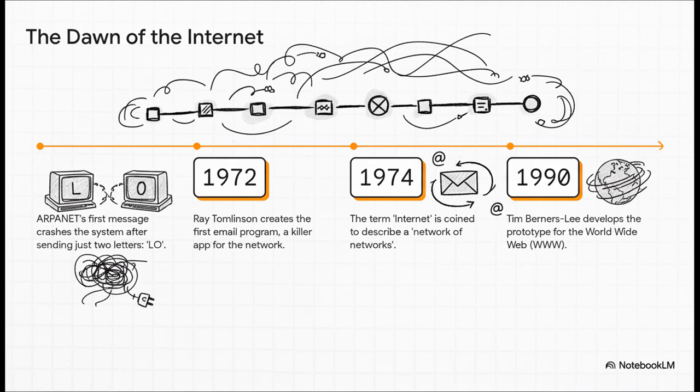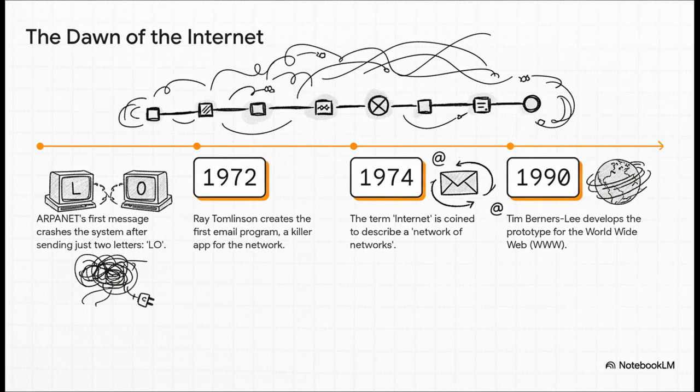This whole story starts with a US military project called ARPANET, and the very first message they tried to send, back in 1969, was the word login. So they typed an L, and it showed up on the other computer. Success. They typed an O, it appeared too. Amazing. Then they typed a G, and the whole system crashed. So the first message ever sent across the internet's ancestor was just LO.